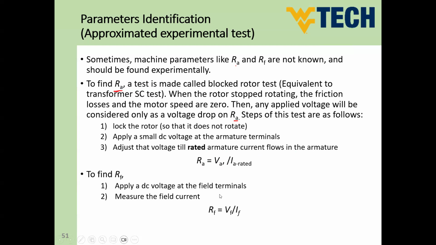If you would like to calculate the field resistance, what you can do is apply a DC volt at the field terminals and measure the field current. So it's that easy, without applying anything to the armature. Once you have the field current magnitude and you know the supply volt, you can calculate the field winding resistance.